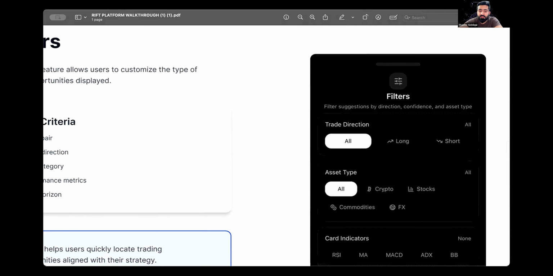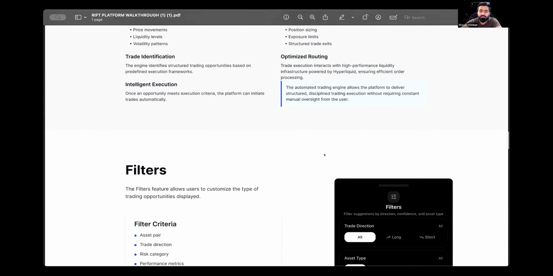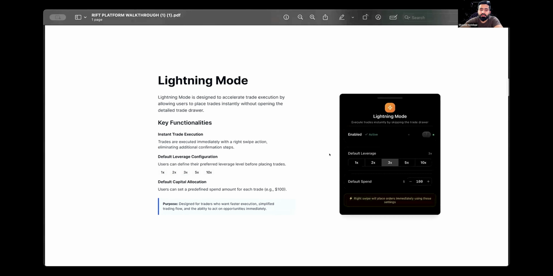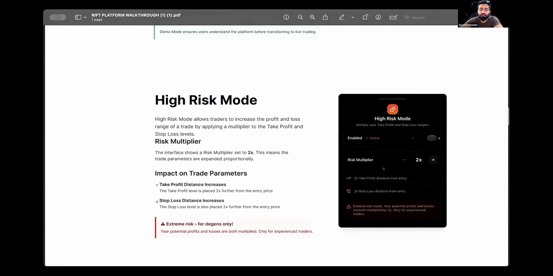Then we have asset types. Currently, we are live with crypto. We are not live with stocks, commodities, and forex. But very soon, I believe within April itself, we will be live with stocks, commodities, and forex as well, so that you'll be able to trade in crypto, stocks, forex, commodities all at once at the same time with the same funds with the same amount of leverage like this. You can also borrow up to 10x leverage while trading stocks, commodities, and forex.